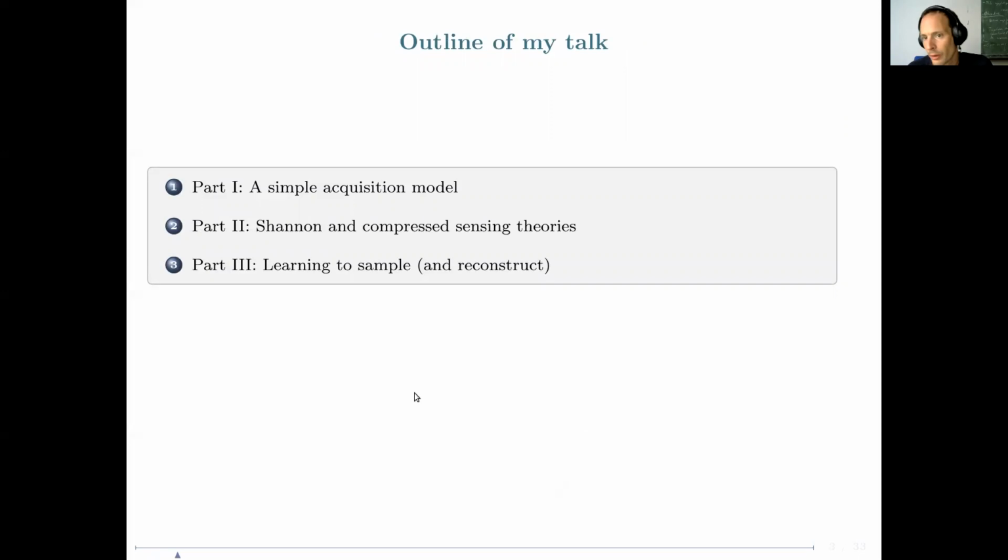So I will first present a simple acquisition model for magnetic resonance imaging, and then I will turn to theoretical results with the Shannon and compressed sensing theories. And finally, I will review some methods to learn how to sample and reconstruct images.